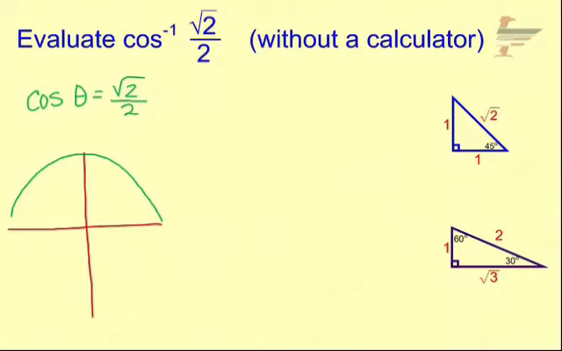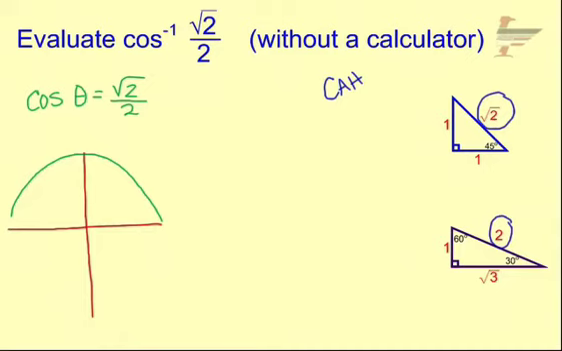Now the root 2 over 2, I look at these special right triangles and I see, well, here's a root 2 and here's a 2. So which one of these do we think might work out? For cosine, cosine is the CAH, so adjacent over hypotenuse.